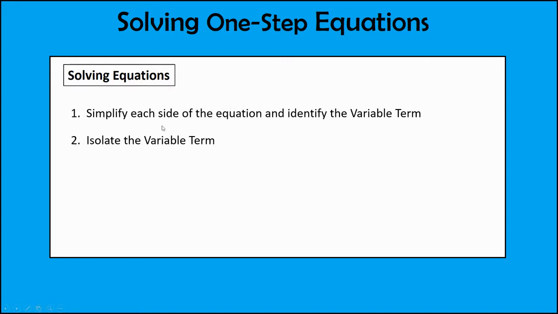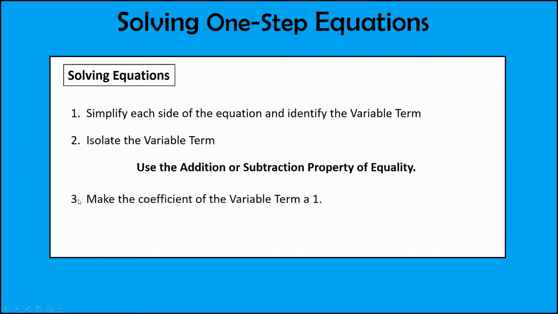Okay. The second step is to isolate the variable term. I talked about identifying the variable up here. Now we want to isolate it. Isolate means we want to get the variable term on one side of the equation by itself. The variable term is the term of the equation that has the variable in it. It could be just a variable itself, or a number times a variable, or the variable divided by a number. It could be various things, but we have to identify it and we have to isolate it. Typically, to isolate it, we're using the addition or subtraction property of equality. And we'll see that as we move along.